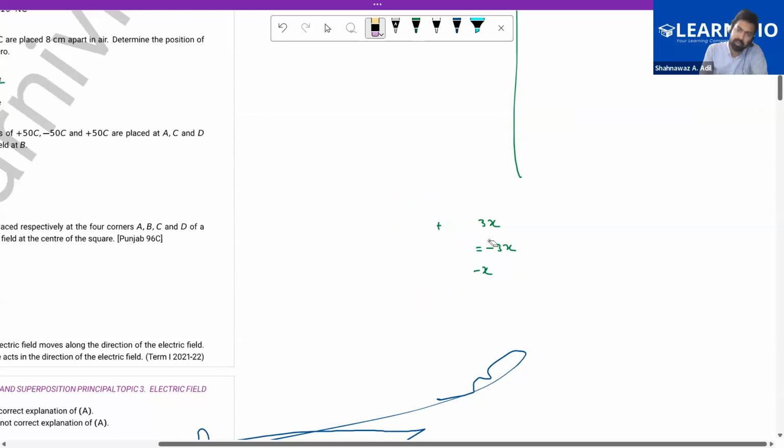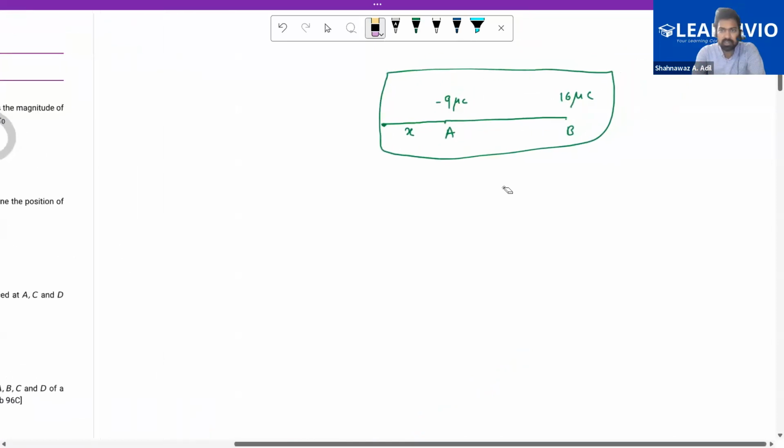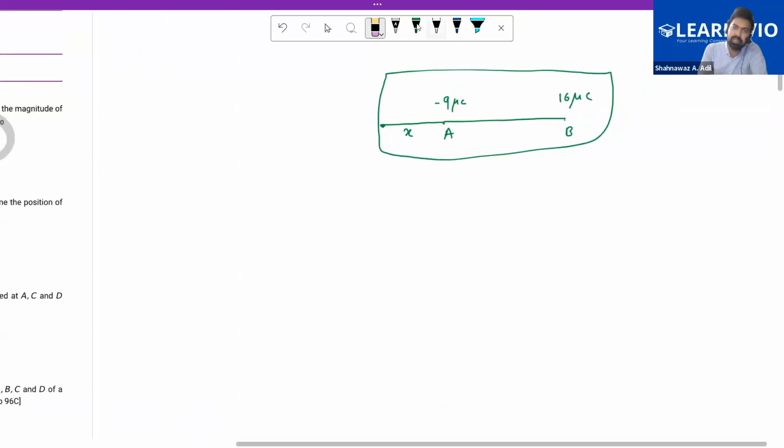Both are correct, but the more appropriate way should be using this distance, right? So now we have this point. We take this point. Due to -9 coulomb, the electric field would be in this direction, EA. Due to this one, the electric field would be in this direction, EB. This is 8, this is X. So if we write EA, I'm directly writing it, just to show you that from both ideas we'll get the same.